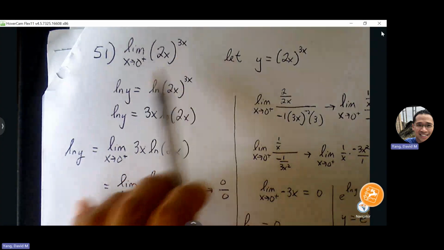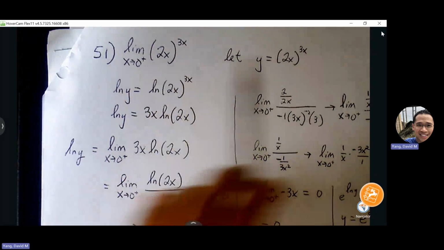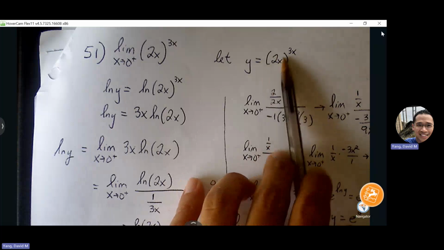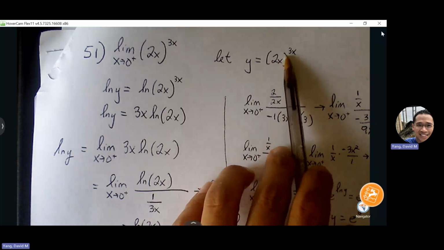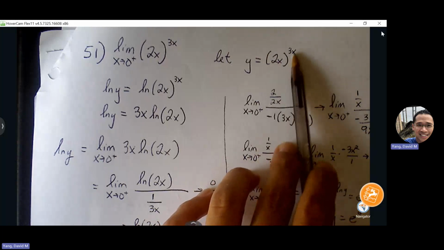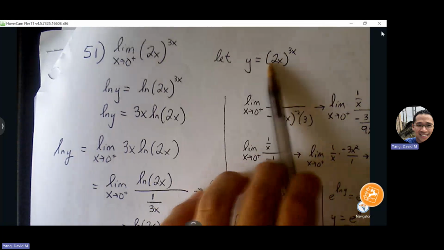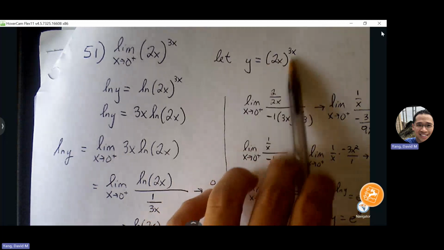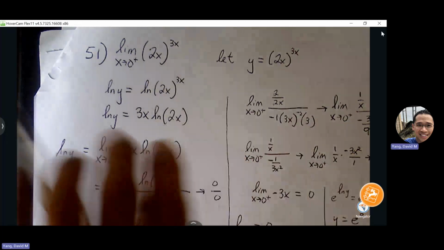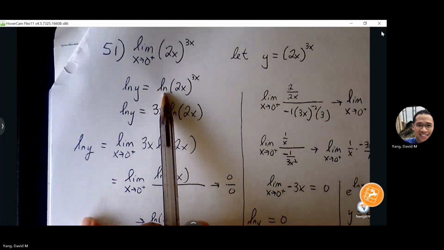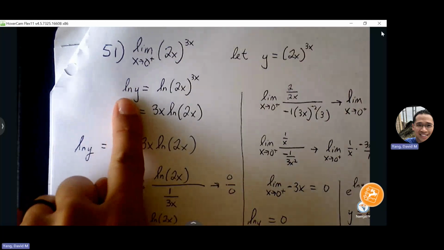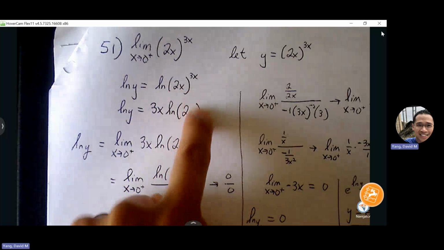So here I'm going to let y equal 2x to the 3x. And I'm not trying to find the derivative per se. I'm just trying to create a situation where I can find a limit easier without that variable sitting above another variable. So if I step to the side and say, okay, I'm going to let y equal 2x to the 3x, I take the natural log of both sides, and that allows that exponent to come down. I'm not going to worry about this side here. I'm just going to figure out what the limit of this expression is.